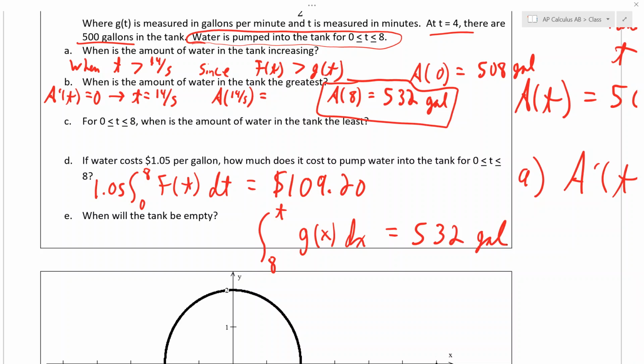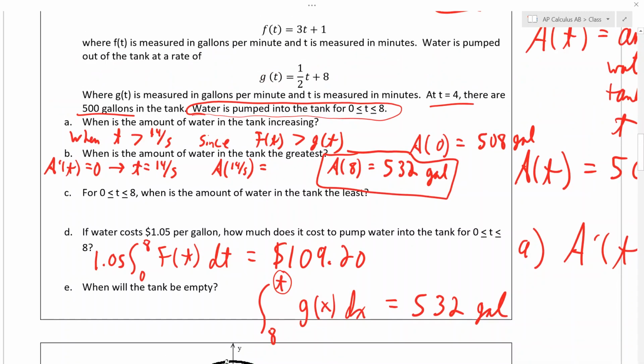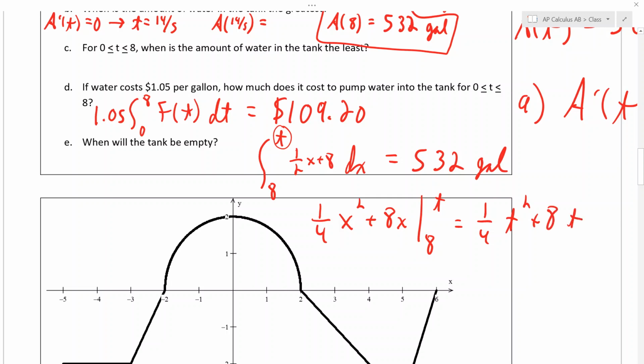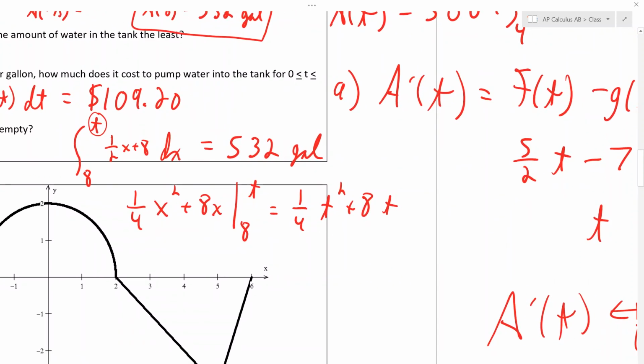If we want to solve for t, you have to be able to do this integral. If you can't do the integral, you can't solve for t. But since g is just this dumb function, 1/2 t plus 8, we can actually integrate it. It's 1/4 x squared plus 8x from 8 to t. And that's just 1/4 t squared plus 8t minus some junk.